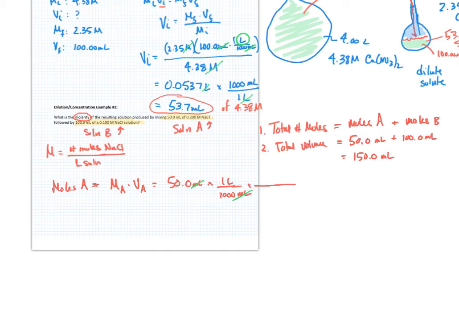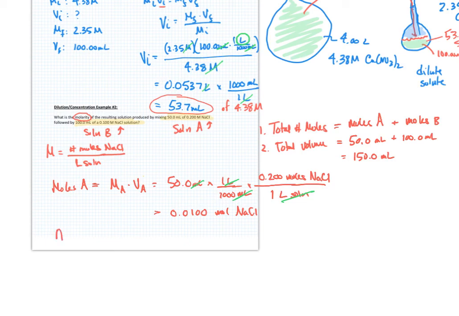times 0.200, and I'm going to write the units out completely. Moles NaCl for every 1 liter of solution. So those are going to cancel now, liters of solution. And when we do this calculation, this comes out to be 0.0100 moles NaCl. Okay, 3 significant figures. So 0.01 moles of NaCl is coming from solution A.